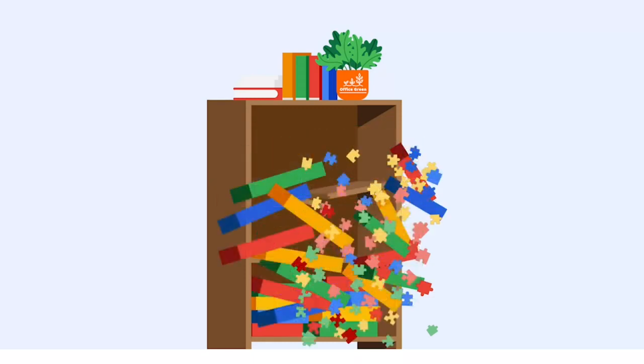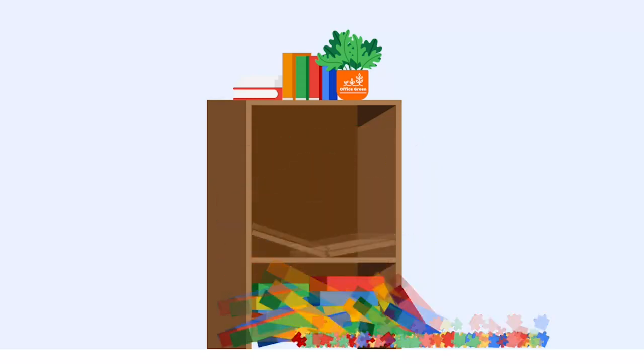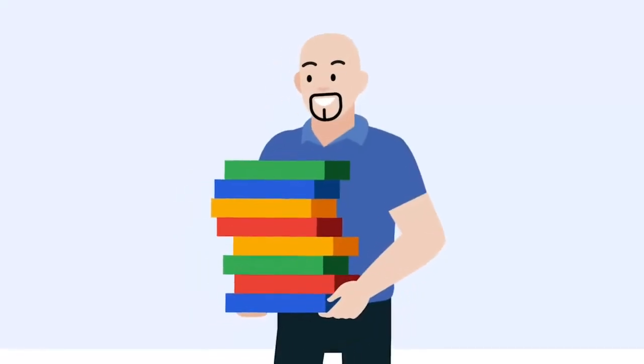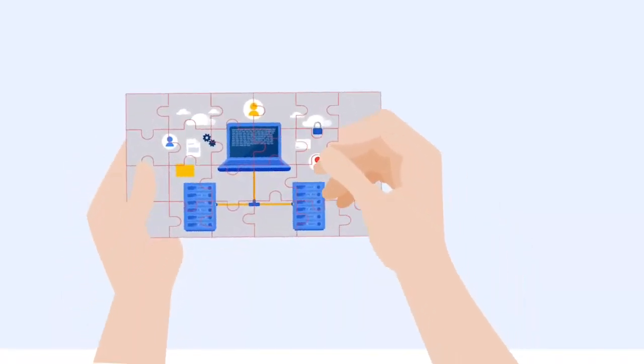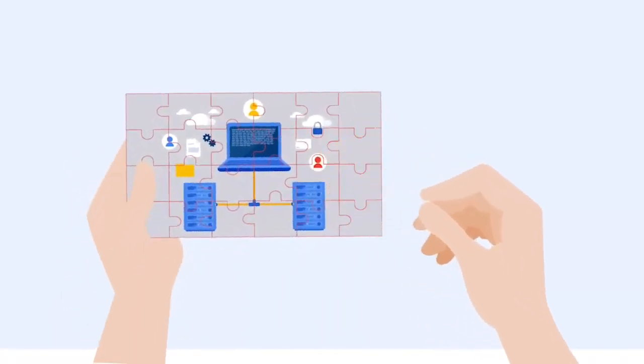For example, let's say you have a cabinet full of different puzzles. One day, a shelf breaks and all the boxes topple over, scattering the puzzle pieces everywhere. To get each puzzle organized again, you need to identify the pieces that correspond to each particular puzzle, gather them together, and put them back into their correct boxes. Only then can you work with these pieces and create a complete picture.